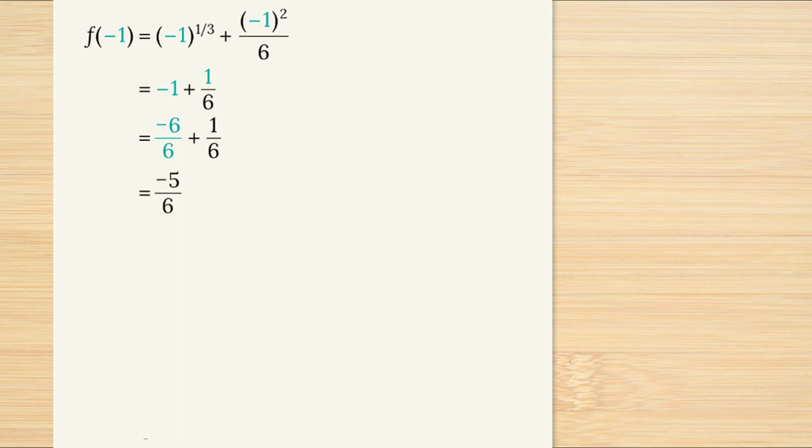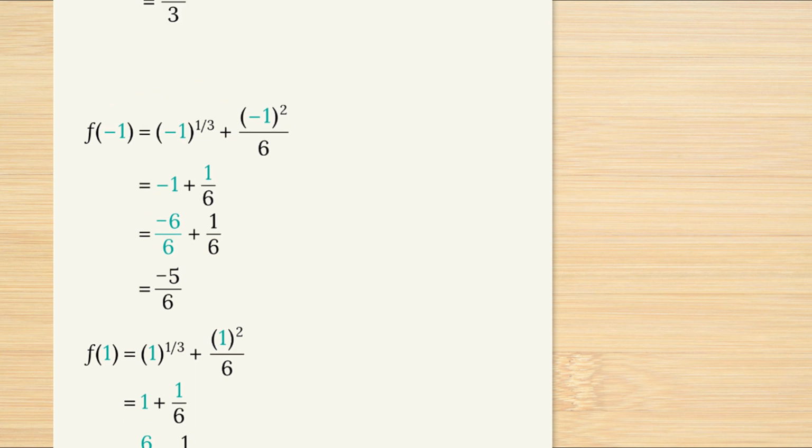At x equals -1, the critical point, which is the minimum, we have -1 to the power of a third plus -1 squared over 6. -1 to the power of a third, that's -1. The -1 squared gets rid of that negative, so 1 over 6. The -1 becomes a -6 over 6, and we add that to 1 over 6. -6 plus 1, -5 over 6. At the other endpoint, x equals 1, we have 1 to the third root plus 1 squared over 6, and that's 7 over 6. Most of these numbers here are over 6, except for this 26 over 3.